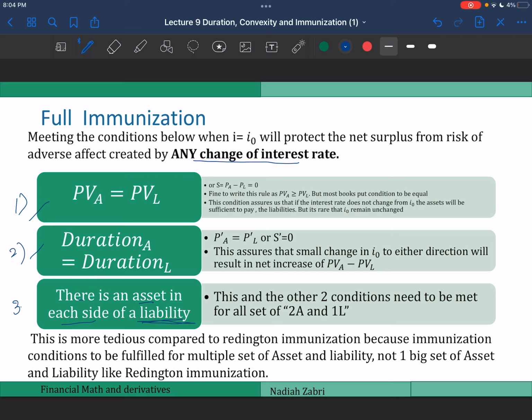So we would say that this is a more tedious strategy compared to the Redington immunization, because for Redington immunization, you just need to see the duration for the assets of the whole portfolio in one calculation, and convexity also you have to do calculation for the whole portfolio. So full immunization is more tedious, but it's more foolproof as well.